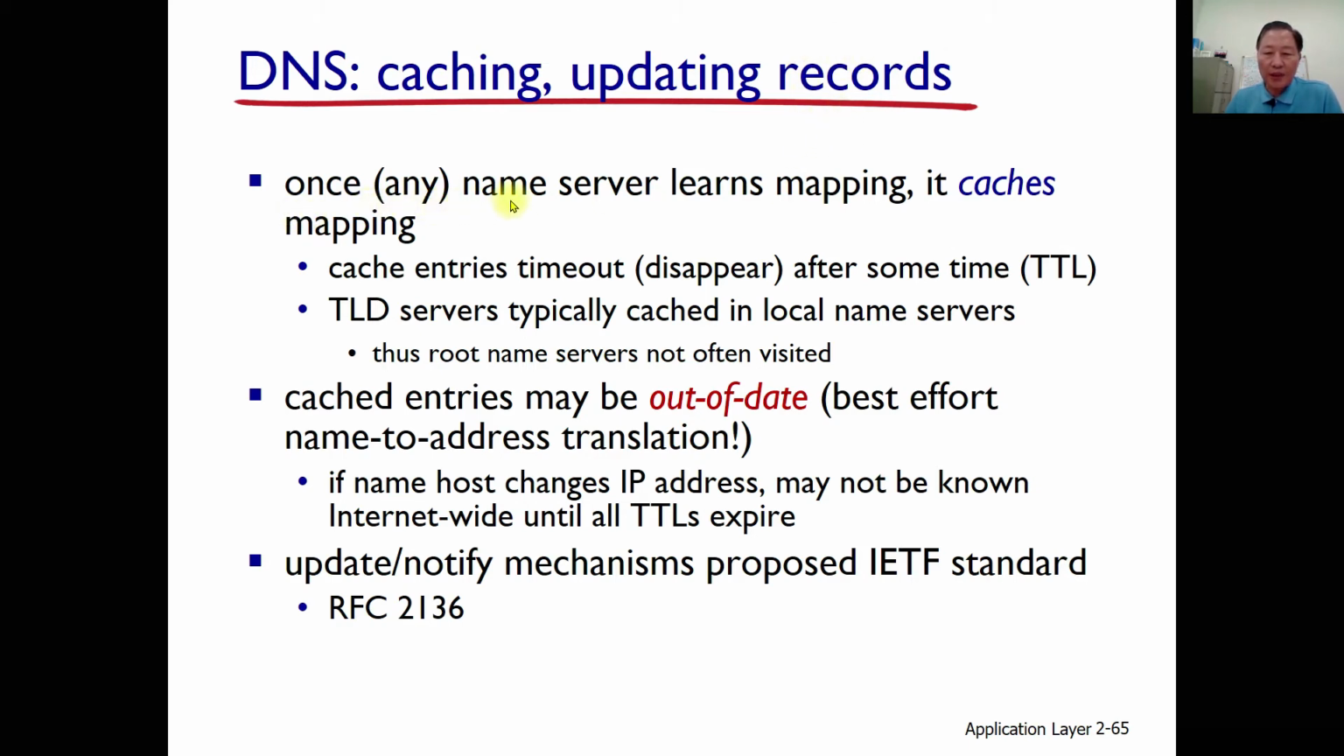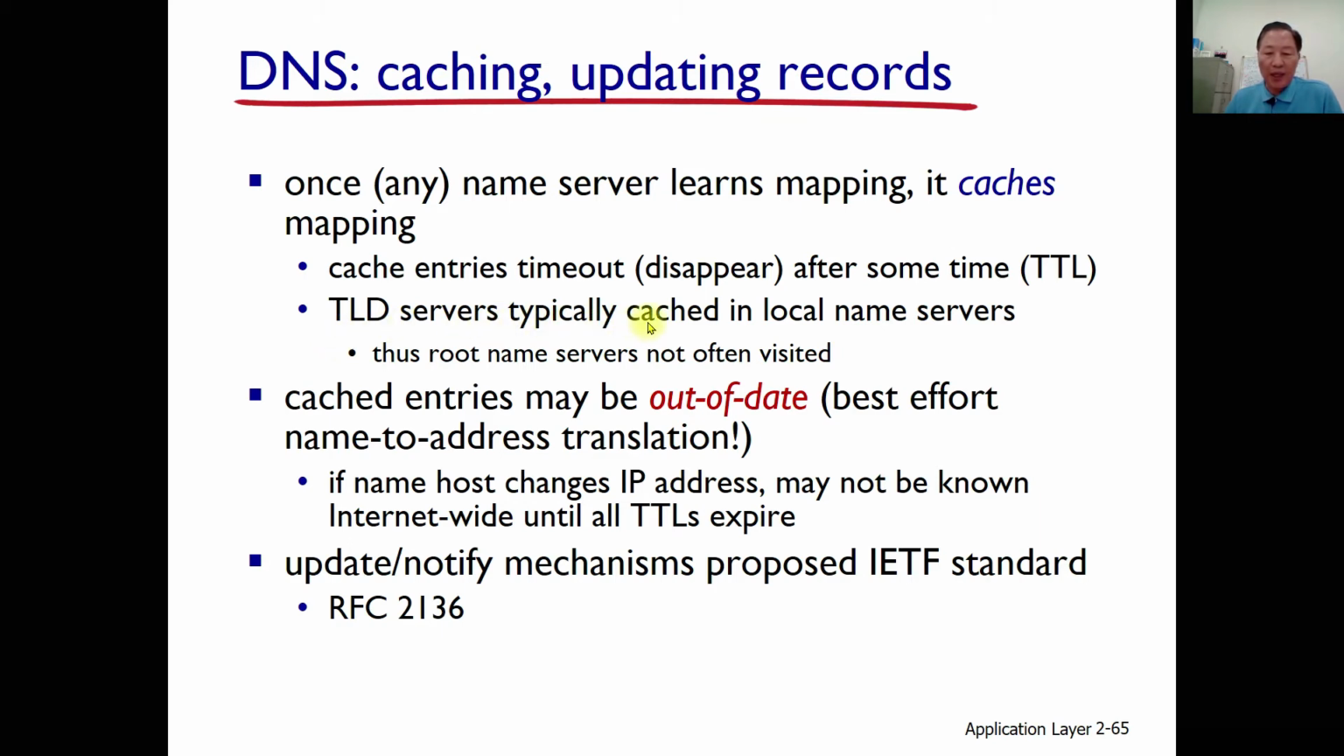Once any name server learns a mapping, it caches. That means it is buffering that information. That is called mapping information. Cache entries time out. Sometimes that will be released and disappear, expelled from the cache memory because that is limited in size, and many other name mapping data should be there. Thus after some time, that is called TTL, time to live.